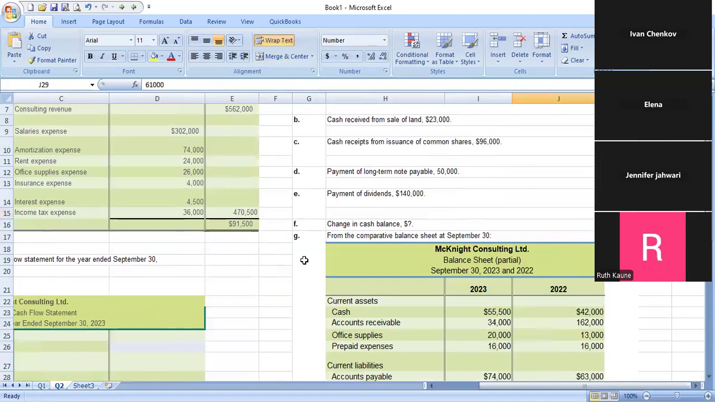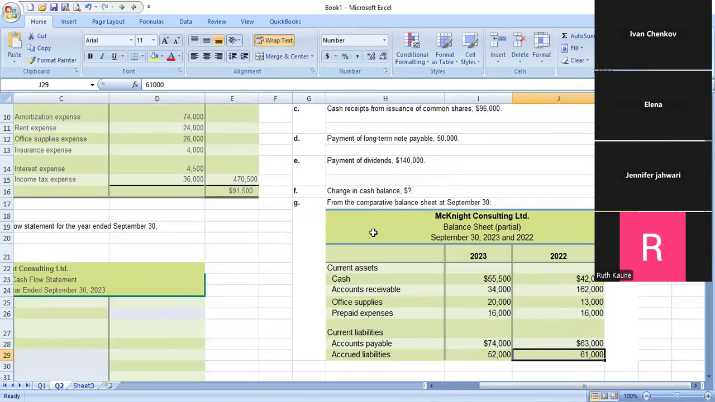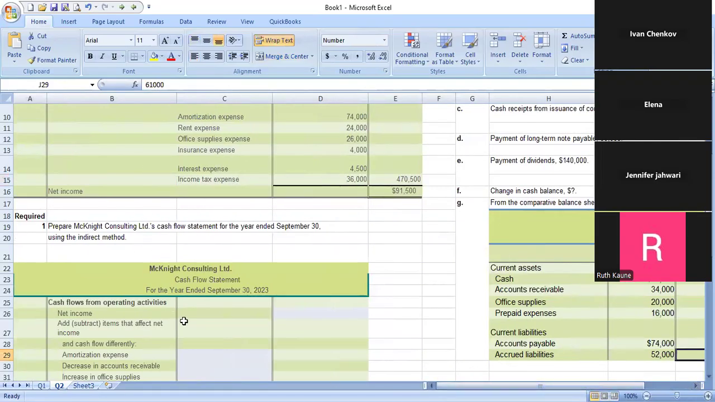We don't have information about anything else, because that's a partial balance sheet. And at this point, what we have to do is prepare the cash flow statement using the indirect method for the operating activity only, right? So in this case, the starting point is net income.